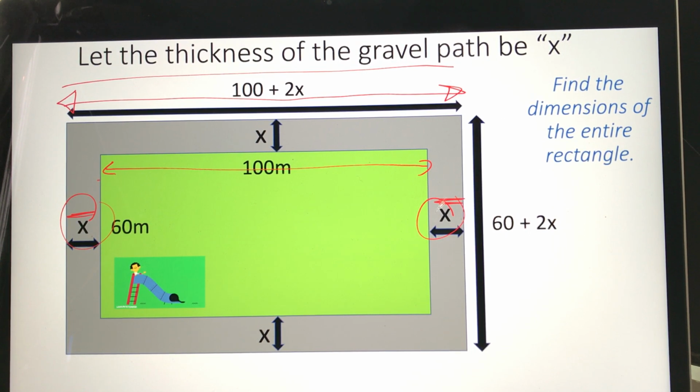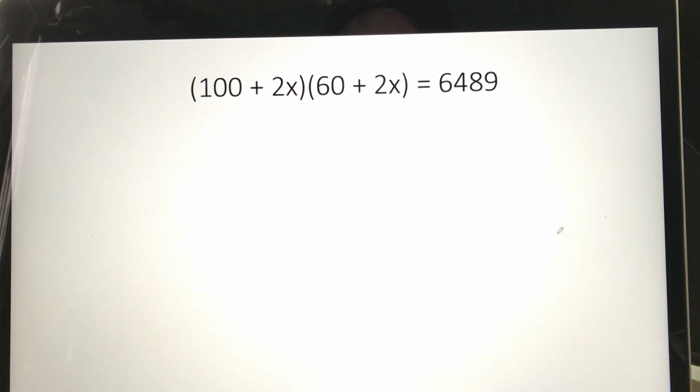And with the same argument, my new width, the 60 is the green. So there's my 60. That's the green. I need to add this x part and add that x part. So 60 plus 2x would be my new width. Now I know the formula for the area of a rectangle is length times width. So I have my new length and my new width has to equal the area I'm given, 6489. And that's how the quadratic gets created. This is the quadratic structure that we make.